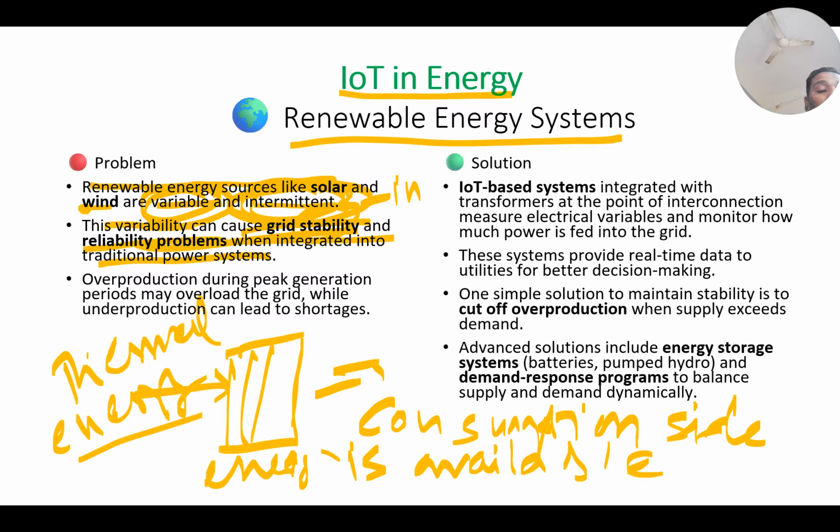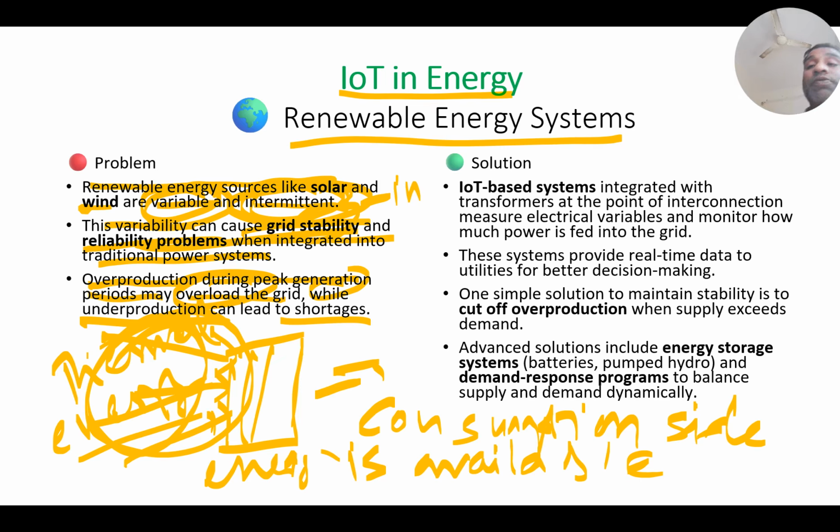Now come to the third problem. Overproduction during peak generation periods may overload the grid, right? So now suppose all the three sources of energy I am feeding to the grid. What does it do? It leads to the overload. While sometimes underproduction, when all three are not available, leads to shortages, because here I don't have the necessary information. So let us have a discussion on the solutions.